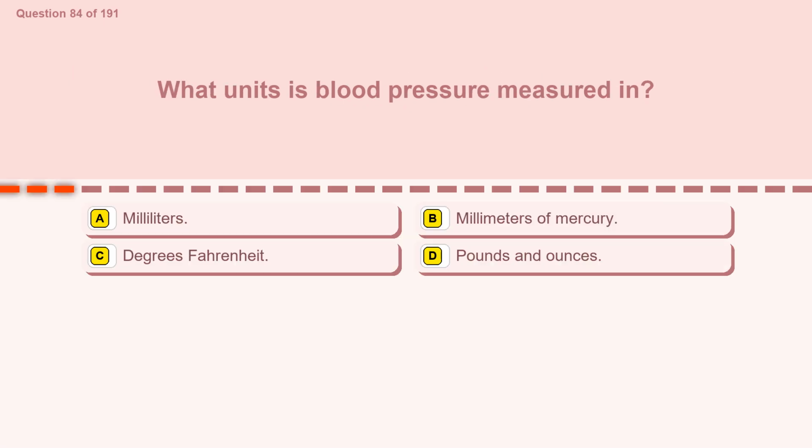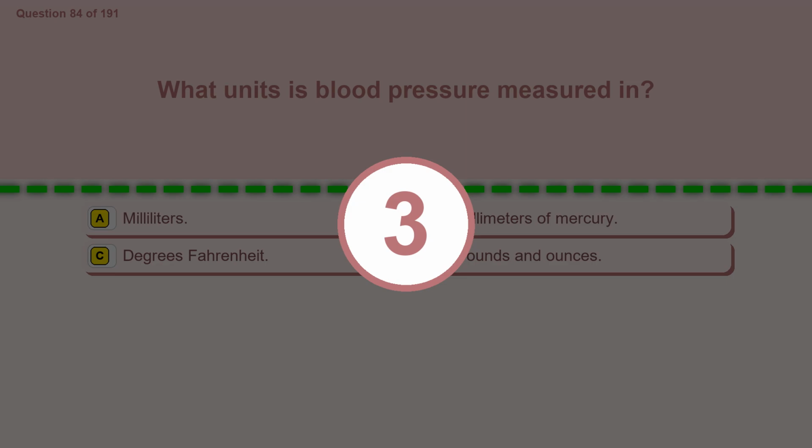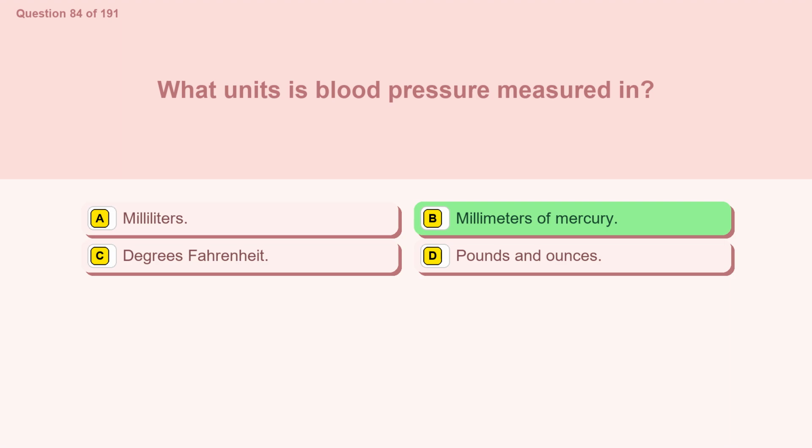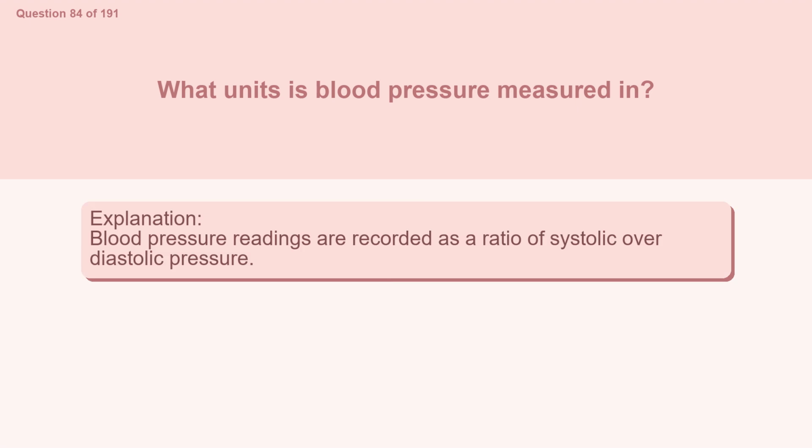Question 84. What units is blood pressure measured in? Option A, milliliters. Option B, millimeters of mercury. Option C, degrees Fahrenheit. Option D, pounds and ounces. The correct answer is option B, millimeters of mercury. Blood pressure readings are recorded as a ratio of systolic over diastolic pressure.